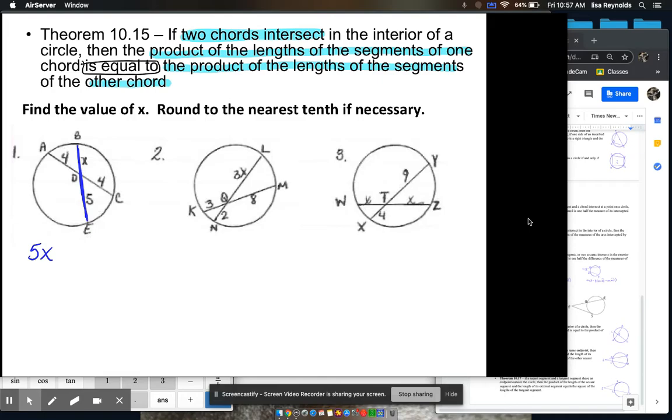And then we're going to take the second chord, we're going to work with the second chord, and we're going to take the two pieces of this chord and multiply them together. And these two products are equal. So 5x is equal to 16. When we divide, 5 goes into 16 3.2 times.